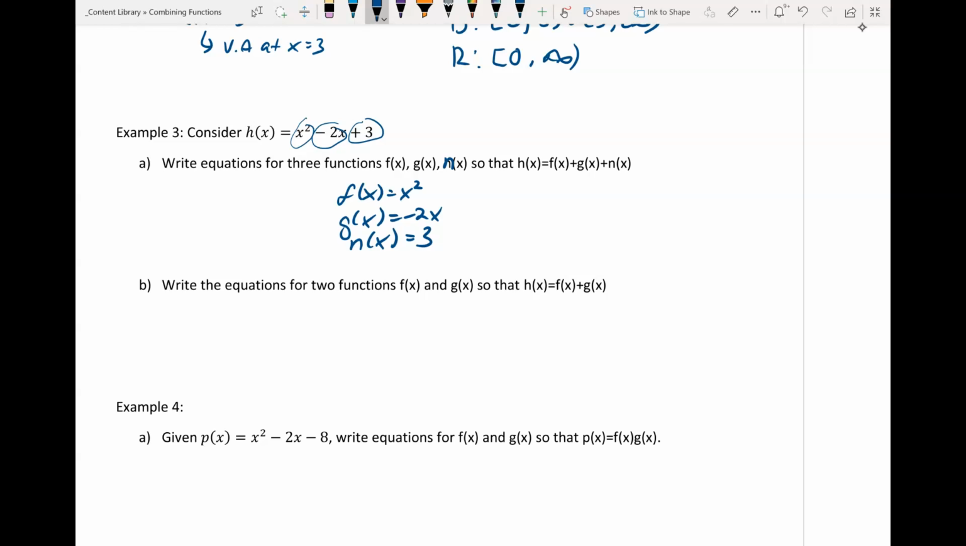For the next one, it's just saying find it in 2 functions now instead of 3. That means you can combine some of your terms, so this could be f of x, and this whole thing could be g of x.